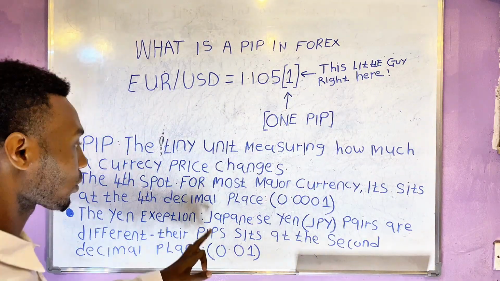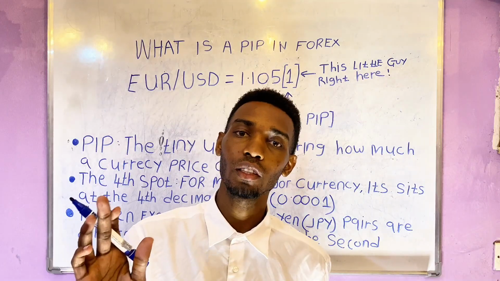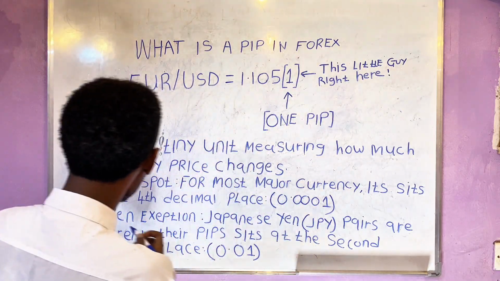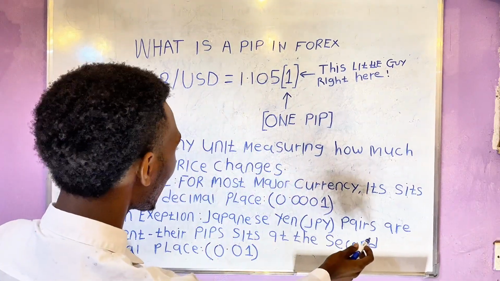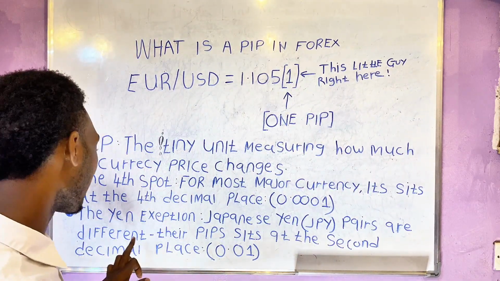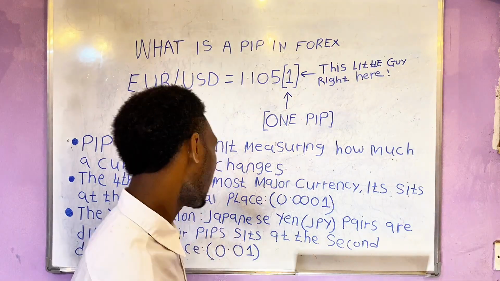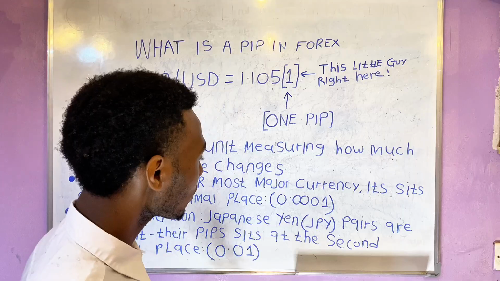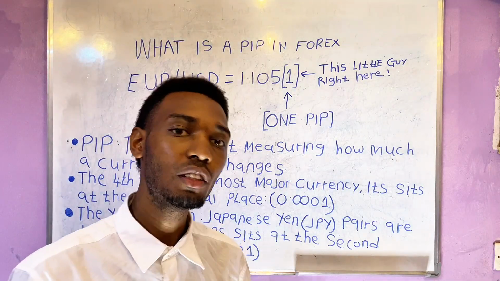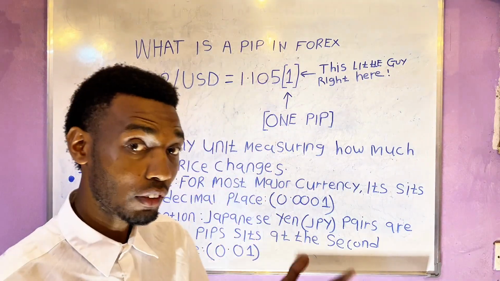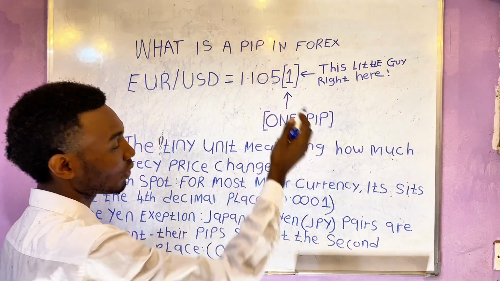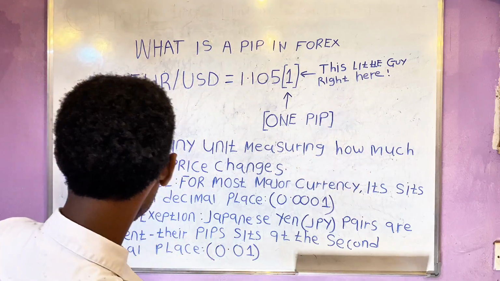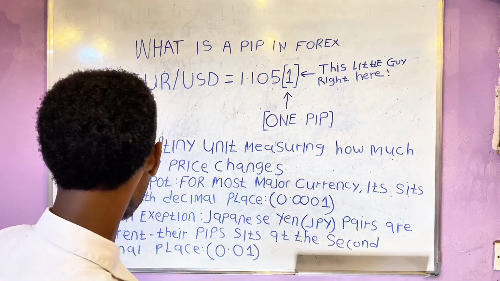Now, the yen exception. Apart from the Japanese yen, the pairs are different. You see, maybe EUR/JPY. These are different in terms of their unit. It changes with 3 decimals. Their pips sit at the second decimal place.